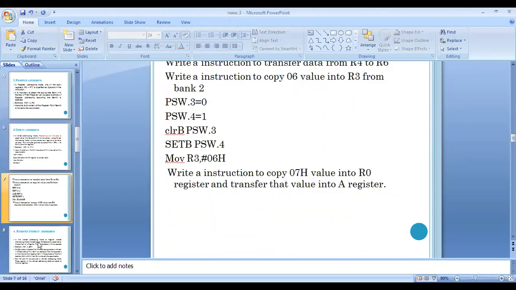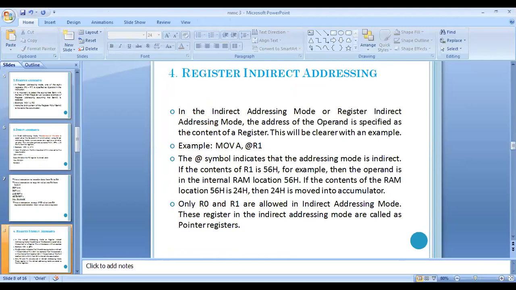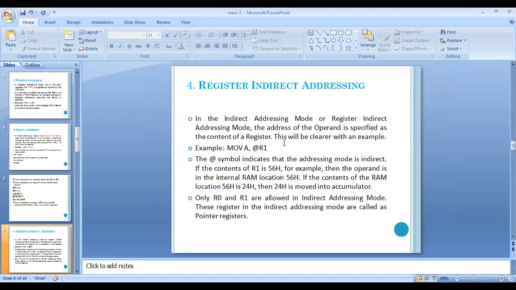Now next is a quite complicated addressing mode, called register indirect or simply indirect addressing mode. In the indirect addressing mode, the address of the operand is specified as the content of a register. Means what? You have to mention one register value.